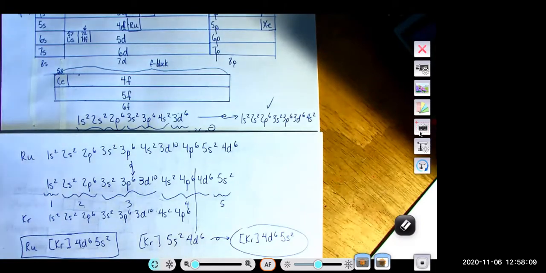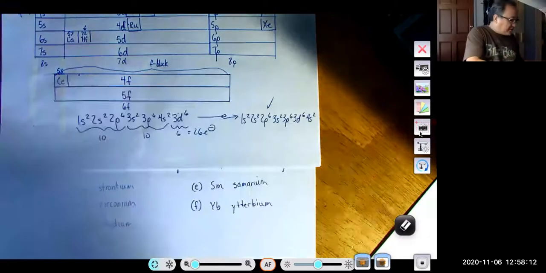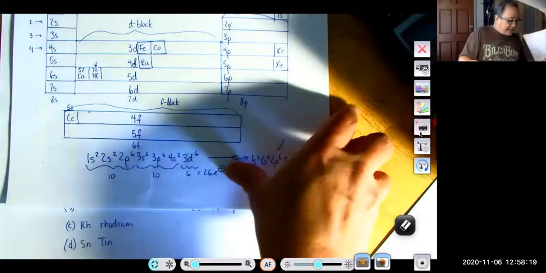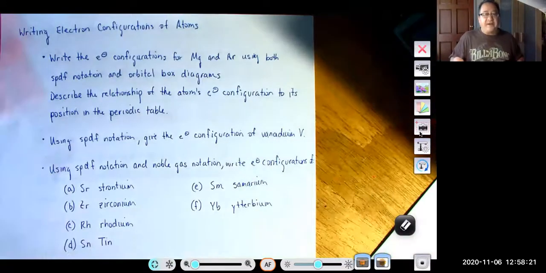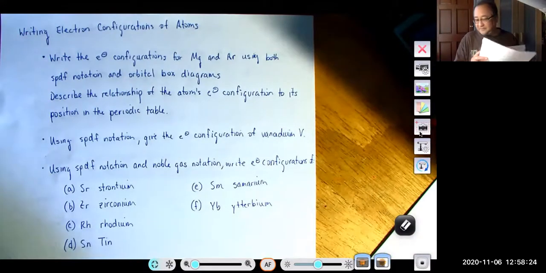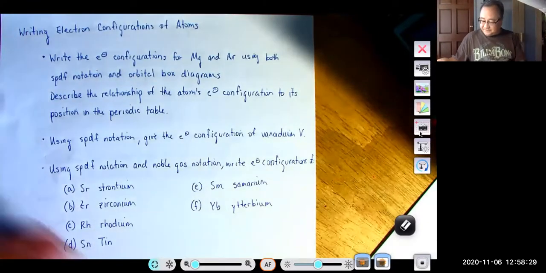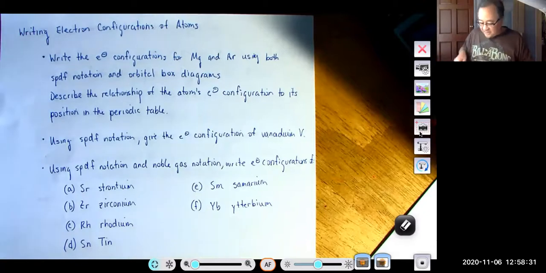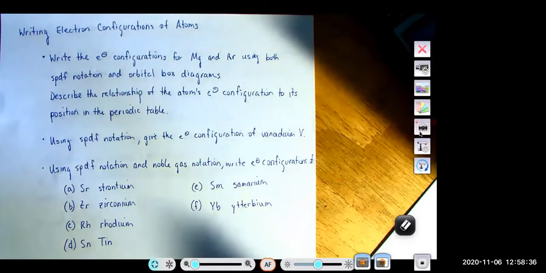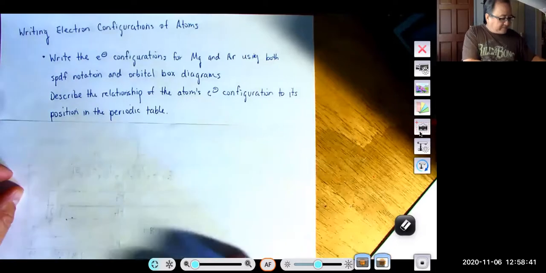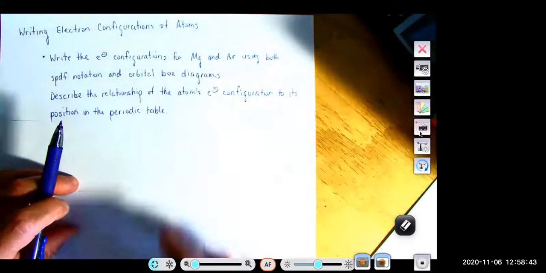Does that kind of make sense? Yeah. Okay, so you've learned a lot about electron configurations. And since you have a kind of mastery of this already, we won't bother with this for right now. Or do you want to try some of these? It's up to you. Yeah, I'll try some. Write the electron configuration for magnesium and argon.